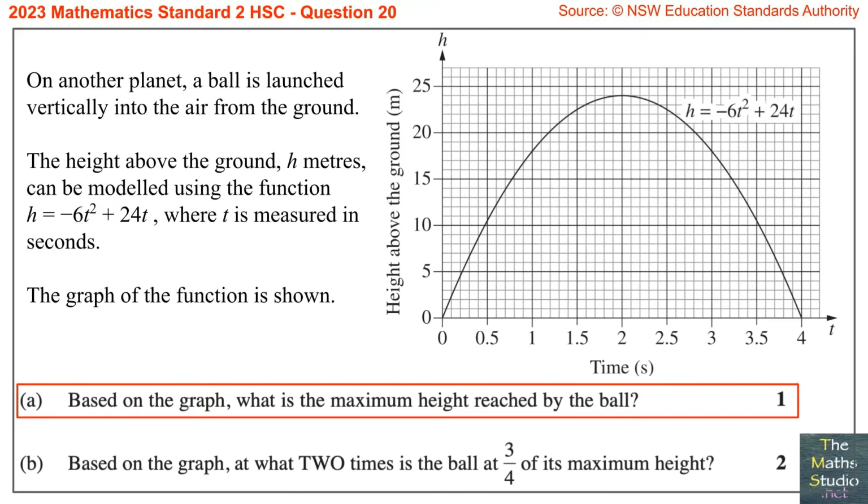Question 20. On another planet, a ball is launched vertically into the air from the ground. The height above the ground, h meters, can be modelled using the function h equals negative 6t squared plus 24t, where t is measured in seconds. The graph of the function is shown. Part A. Based on the graph, what is the maximum height reached by the ball?